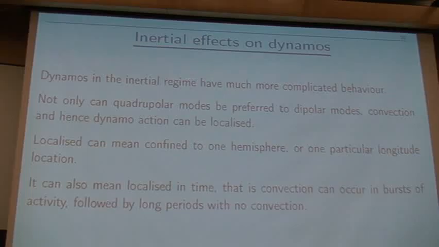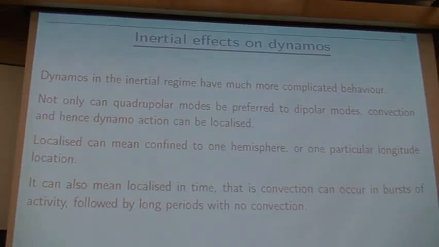I mentioned a bit, just to summarise what we've seen from those results. Dynamos in the inertial regime, that's the R regime that I had there, where you're essentially in small scale stuff. Well, not only can quadrupolar modes compete with dipolar modes, but you can get even more bizarre things happening. The convection can be localised in one particular area of the sphere. Sometimes it's localised in one hemisphere. Sometimes it's localised on one particular longitude. And it can even be localised in time.